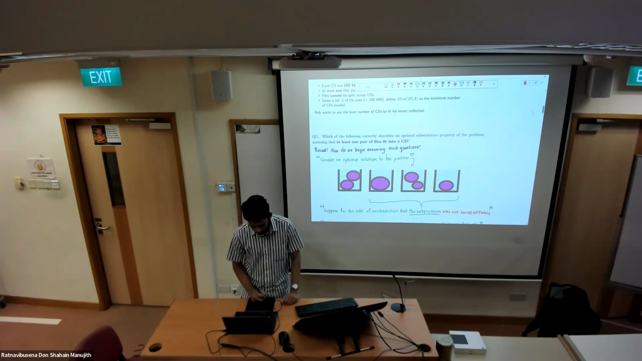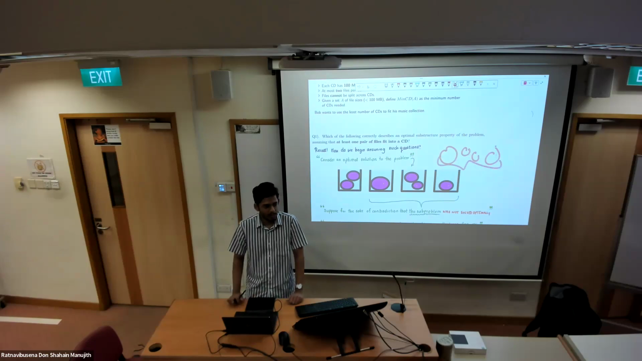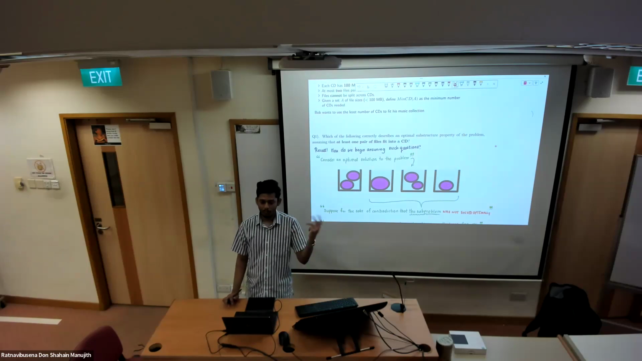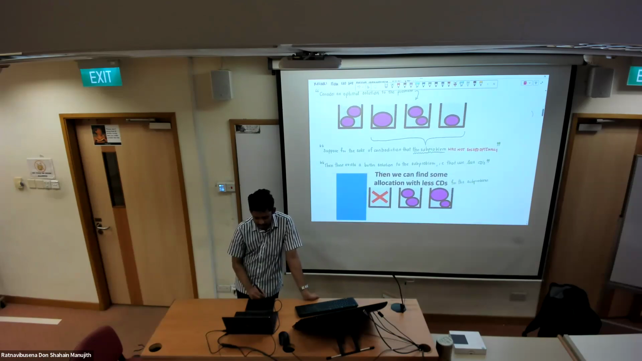So if this subproblem of burning these four files, whatever these files are, were not solved optimally, then how would it look? Then there exists a strictly better solution to the subproblem. That means to burn these four files, we can find some allocation with fewer CDs for this subproblem.